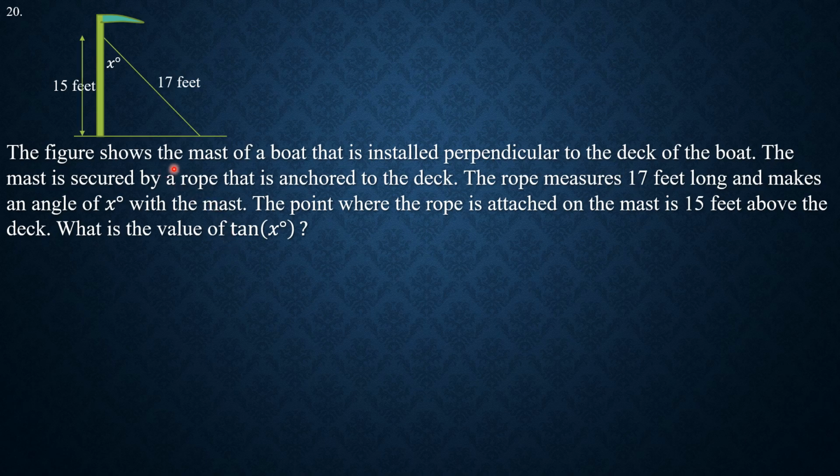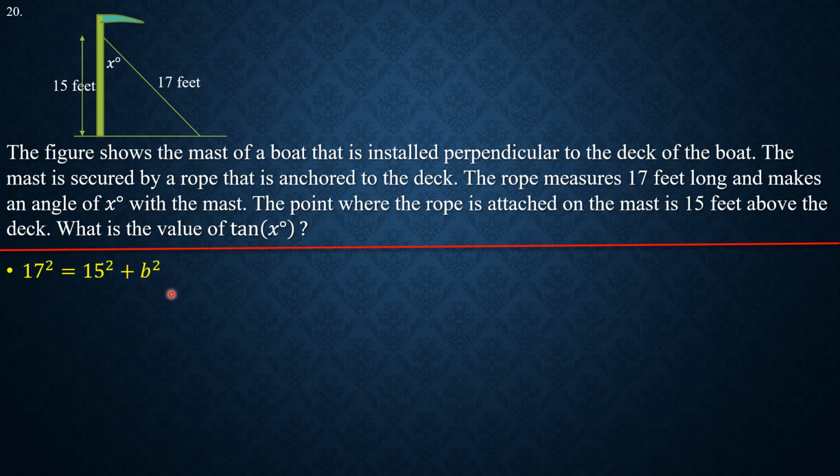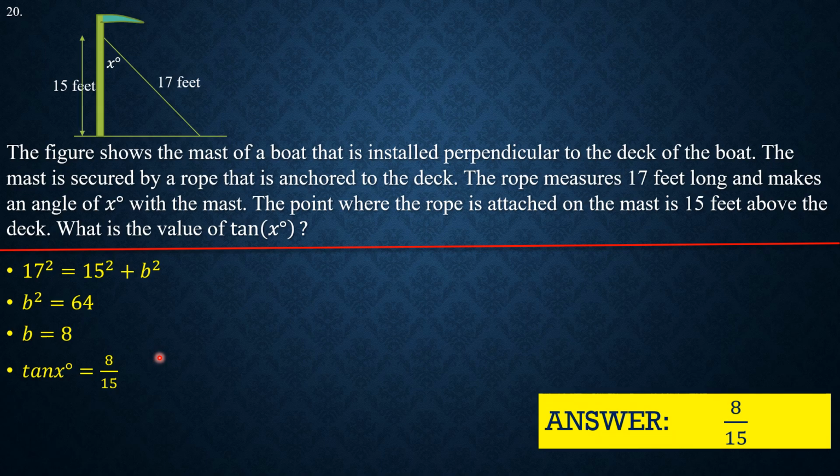So we are going to get 17 squared minus 15 squared, which gives us 64. So I'm just going to very quickly do that down here. So we have 17 squared equals that. So our b squared is 64. Our b is 8. So of course, to get tan, tan x degrees will be opposite over adjacent, which is 8 over 15, and that is our answer.